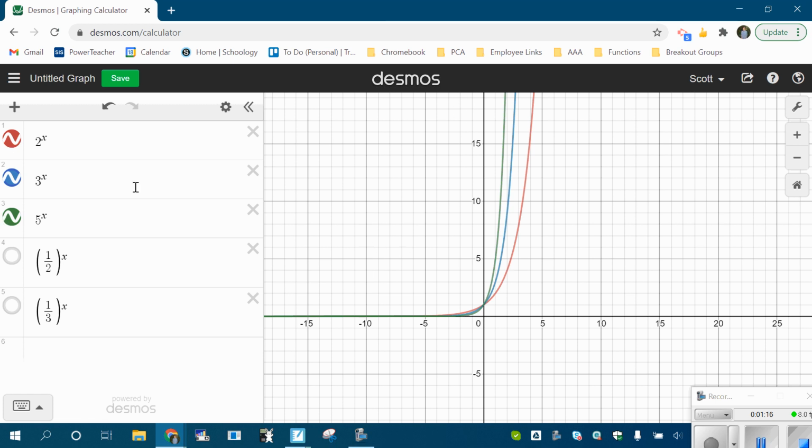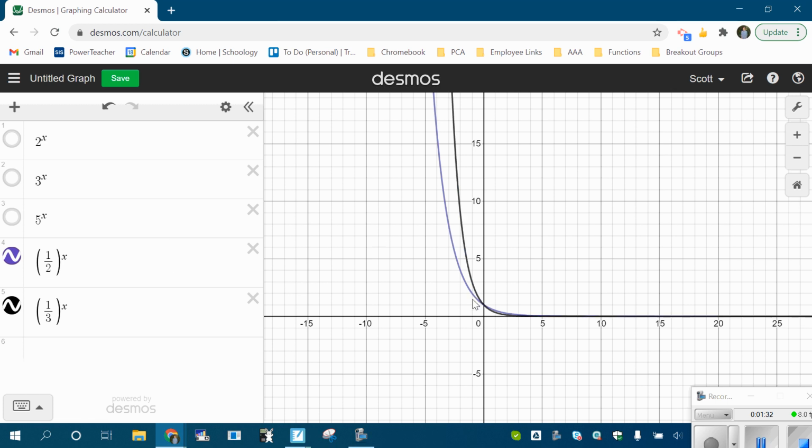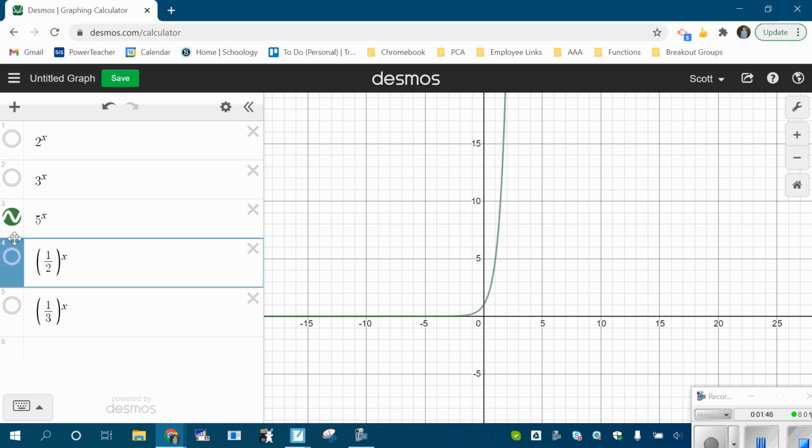Now, that's not entirely true, because if you look at 1/2 to the x, it looks like this. It's kind of sad. Instead of shooting off, it goes down. 1/3 to the x, same kind of thing. And that's because these two we describe as exponential decay, while these three we describe as exponential growth.